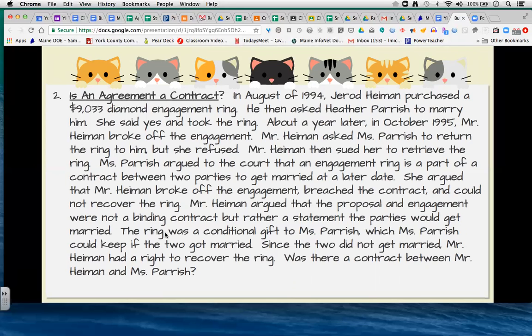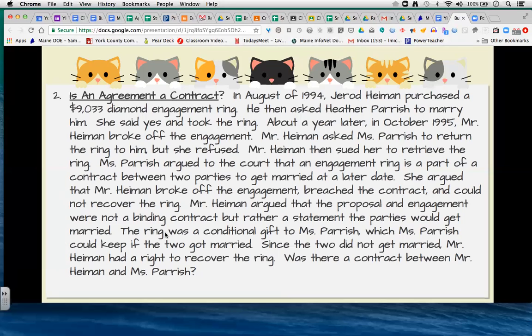About a year later, in October 1995, Mr. Hyman broke off the engagement. Mr. Hyman asked Ms. Parrish to return the ring to him, but she refused. Mr. Hyman then sued her to retrieve the ring. Ms. Parrish argued to the court that an engagement ring is a part of a contract between two parties to get married at a later date. She argued that Mr. Hyman broke off the engagement, breached the contract, and could not recover the ring.